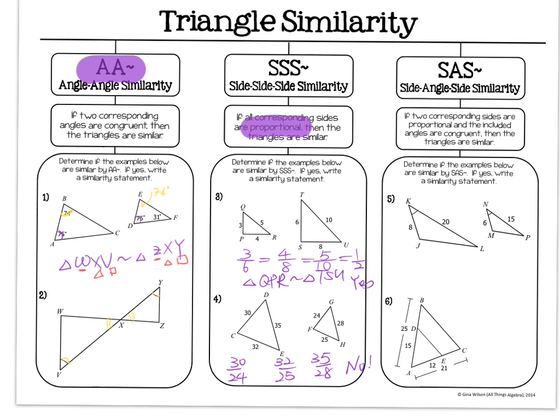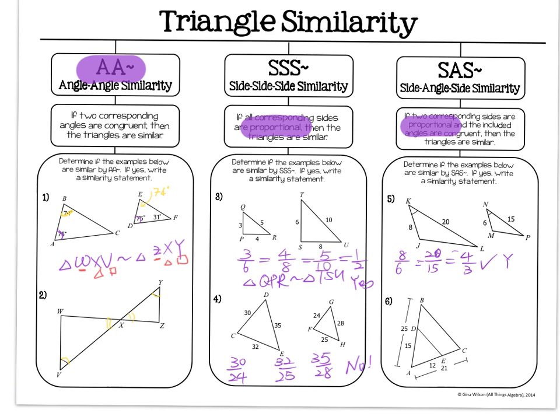The third theorem is called SAS. If two corresponding sides are proportional and the included angles are congruent, then you can conclude that the two triangles are similar. Look at number 5. I have two sides. Again, I line them up from the smallest to the largest. Second one, I do the same, and that's a 20. As it turned out, the scale factor is 4/3 if you simplify them for both of them.